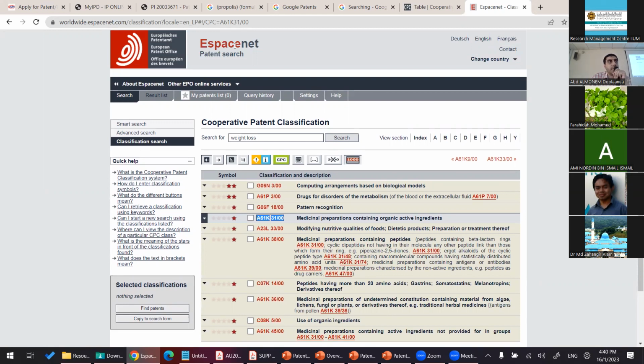I didn't think that. You got the same one, worldwide E-SpaceNet. You put in the search weight loss, exactly. It didn't come out with it. Here. This one, not sure, but sometimes maybe the screen size or a different browser or something.